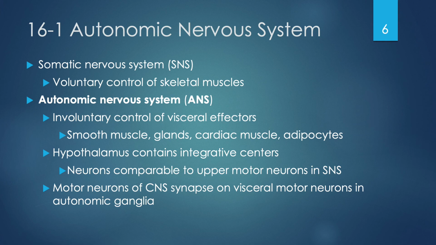The hypothalamus plays a role here in that it contains integrative centers, and the neurons here are comparable to those we already discussed previously when we were looking at the somatic nervous system. The upper motor neurons would have the same sort of role. And so the motor neurons of the central nervous system are going to synapse on the visceral motor neurons in autonomic ganglia. We're going to discuss this more coming up.